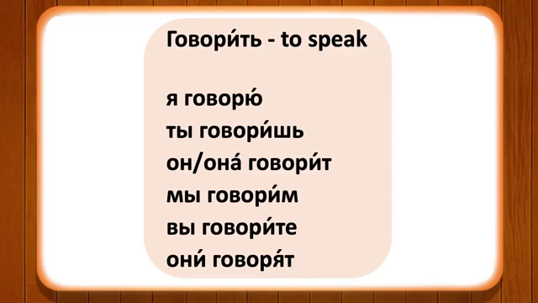We are speaking or we speak. Vy govorite. So, for vy, you take the stem and add the ite ending. So, you get the form of the present tense for pronoun vy: govorite. Oni, govor plus yat ending. You add the ending yat to the stem and you get the conjugation in the oni form. Oni govoryat. Let us repeat this once again.